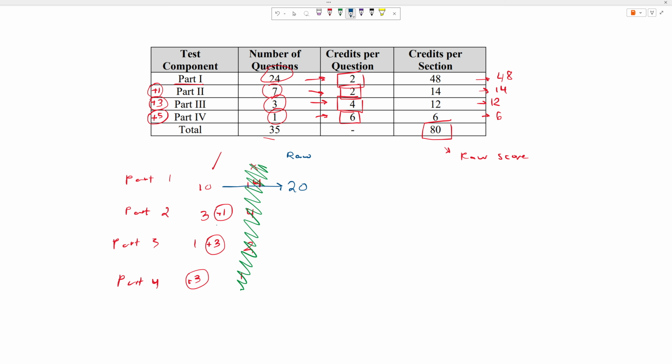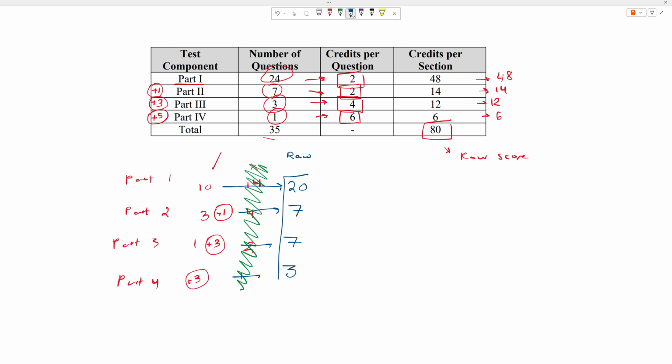Then in part 2, you got 3 questions right, so that's 2 points per question, and then you got 1 point in partial credit, so that gets converted into 7 points for your score. Then in part 3, you got 1 question right, which is worth 4 points, and then you got 3 partial credit, so that turns into another 7 points added to your score. And then finally, in part 4, you got 3 points worth of credit, so that's a raw score of 3.